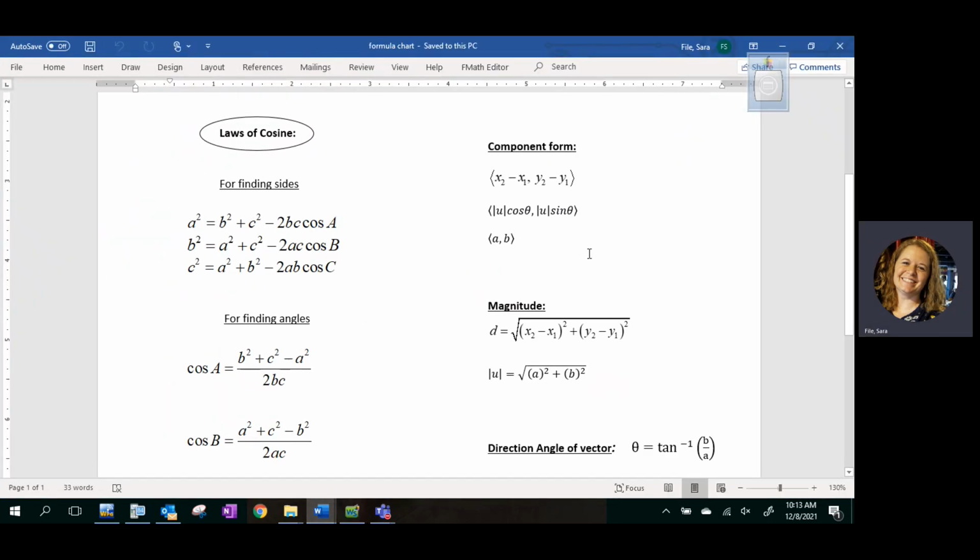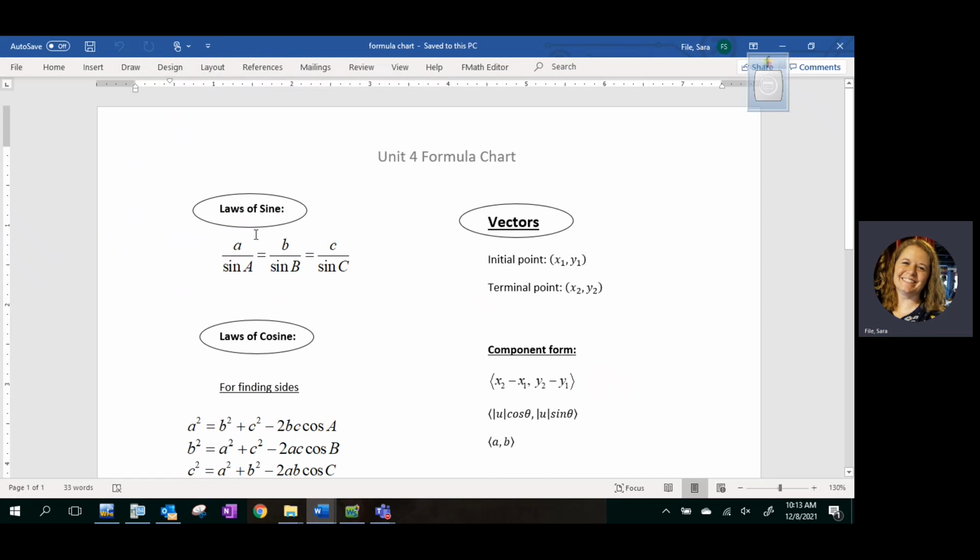So this is the formula chart you're going to get. It has law of sines. And remember, for your ratios, your proportions, it doesn't matter if sine of A is over A or A is over sine of A, as long as it's consistent. They have to be the same, whichever two you're setting up. So either sides on top or sine of the angle on top. But it works both ways because when you cross multiply and divide, it comes out the same. So you have your law of sines.